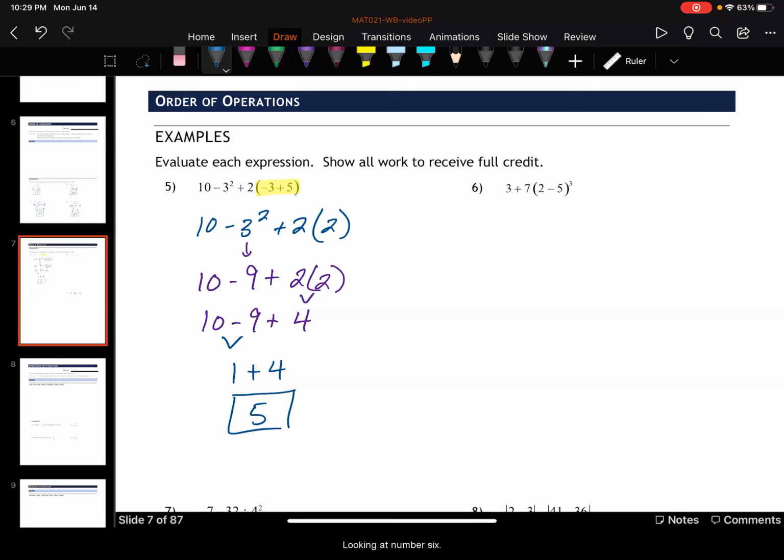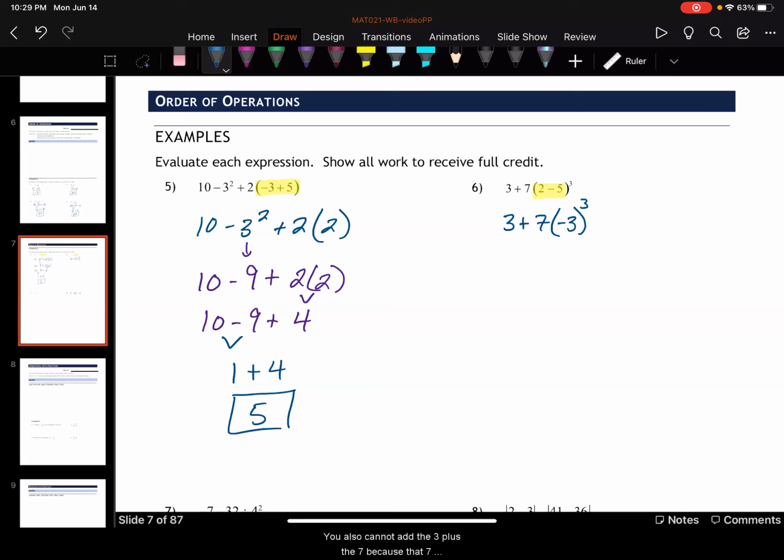Looking at number 6, we have 3 plus 7 times the quantity 2 minus 5 cubed. So for this one, again, we'll need to do what's inside our parentheses first. You cannot apply the exponent until you've simplified what's inside those parentheses. Okay, so we would have 3 plus 7 times, and then 2 minus 5 would be negative 3 cubed.